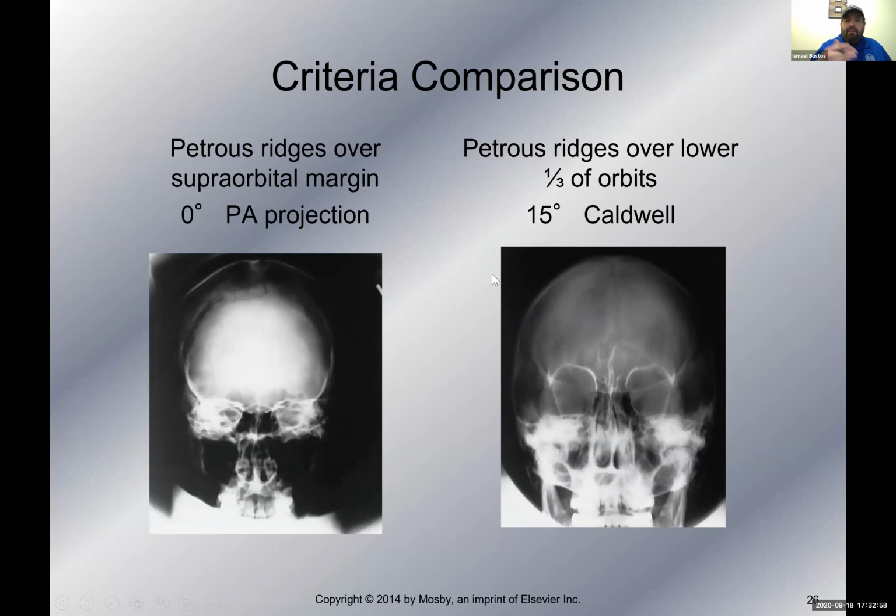So let's compare these two. On the left, you have the 0 degree projection, and on the right, you have the Caldwell. Make sure you can tell the difference between them both, because you will get some questions. You might get a radiograph that asks which PA projection this is. If you see the ridges in the lower third, that's a Caldwell. If you see them filling the entire orbit, then that's a 0 degree. What if you see the ridges way down here below the orbits? Well, that's a 25 to 30. So make sure that you can identify which projections are which. Again, we're looking at the ridges in comparison with the orbits.